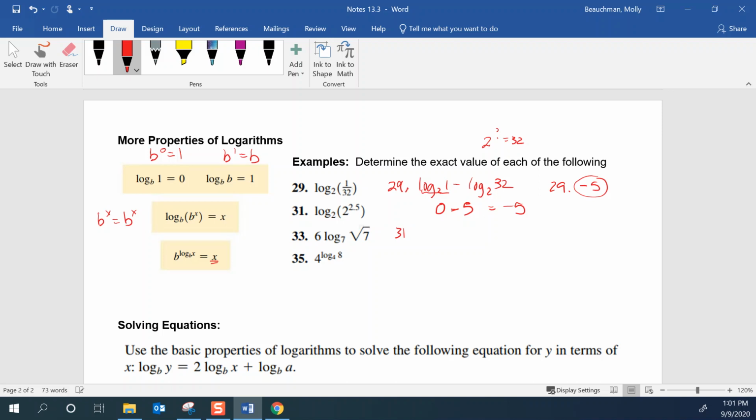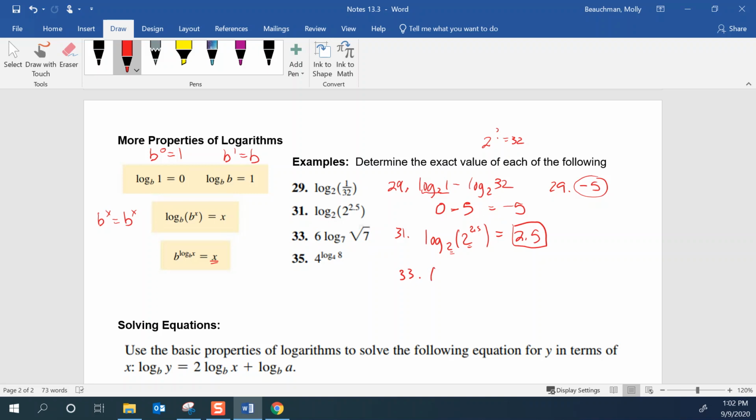31, if we have log base 2 of 2 to the 2.5, this matches the property over here, log base b of b to the x is x. So since the base and this base match, log base 2 of 2 to the 2.5 is going to equal the power, 2.5.